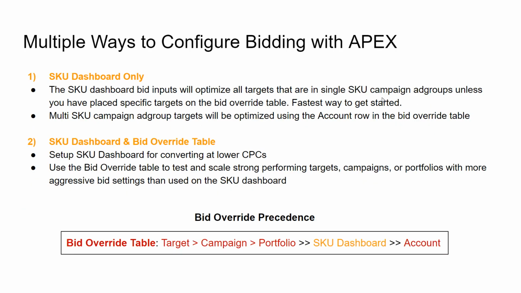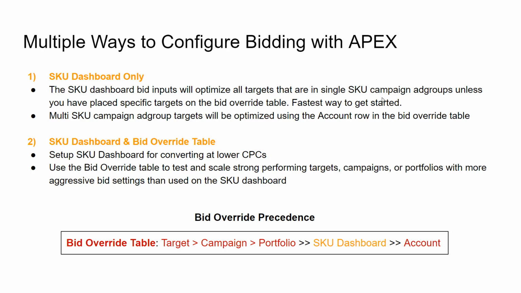All right, so getting into the multiple ways to configure the bidding with Apex, I've talked about this a little bit in the past, but there's the SKU dashboard, and then you've got the SKU dashboard plus bid override table. So you don't have to use the bid override table. That's the key thing here. If you want to use the SKU dashboard and you've got all your campaigns for the most part structured in single SKU campaigns, then this is a quick way to get started. You would essentially import all of your SKUs into the SKU dashboard, set the inputs, and hit go, and it's going to start optimizing. The thing to keep in mind here is there is going to be an account level row on the bid override table, but that's the only thing that the bid override table would be used for in that case.